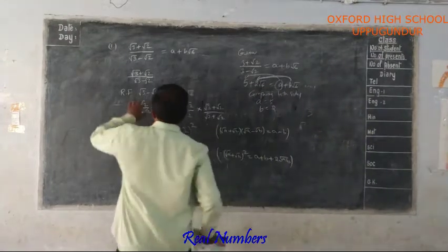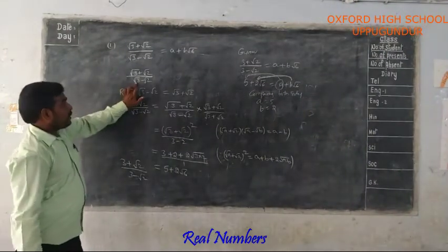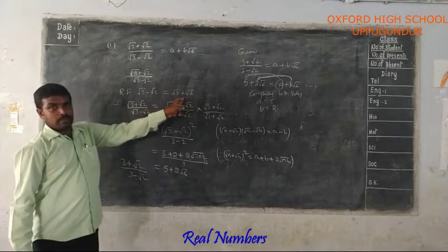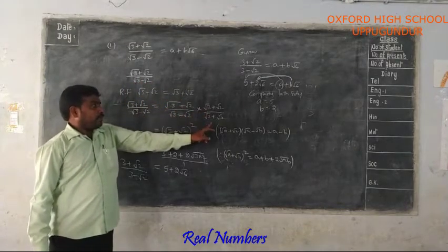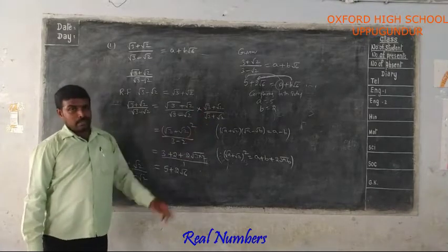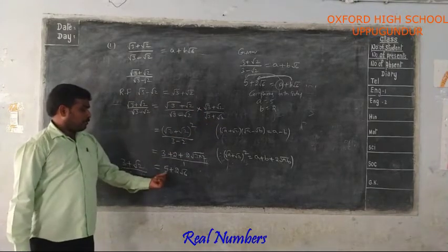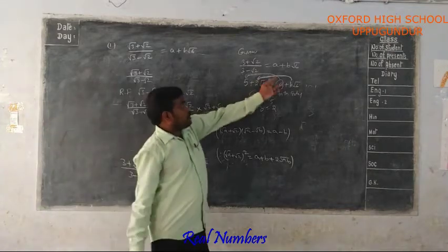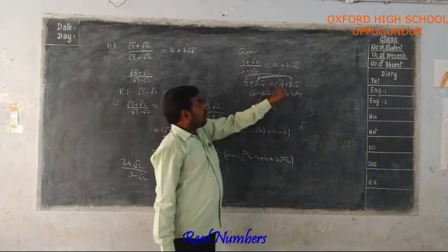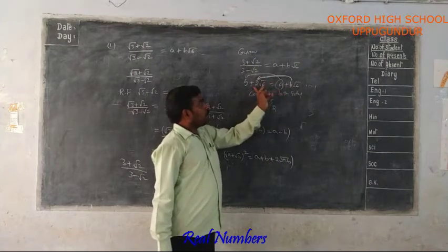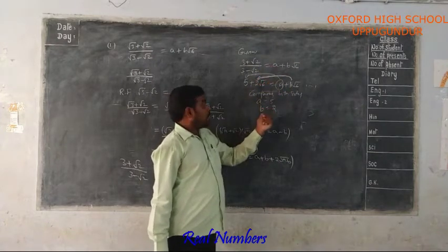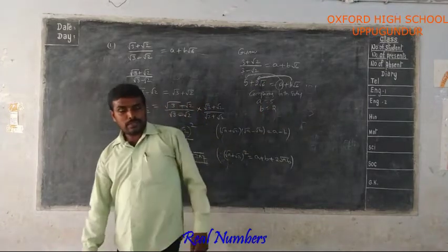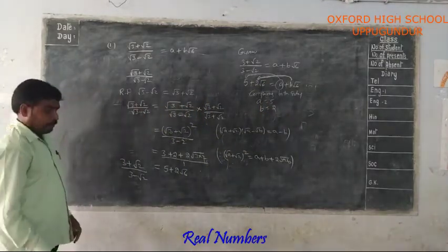First we have to rationalize the denominator. Here the denominator is root 3 minus root 2, and its rationalizing factor is root 3 plus root 2. So multiplying and dividing with the rationalizing factor, you will get this value as 5 plus 2 root 6. This value equals a plus b root 6. When will these two be equal? If a equal to 5 and b equal to 2, then only these two will be equal. That's why a value equal to 5, b value equal to 2. So in this way you can do this problem.